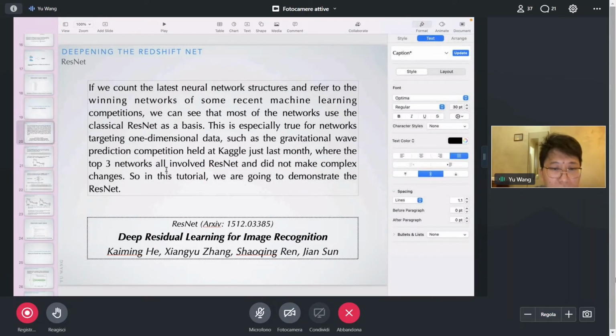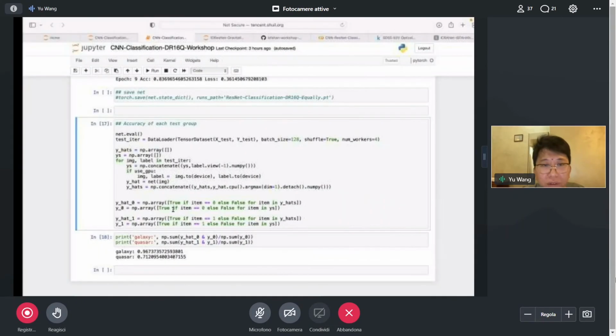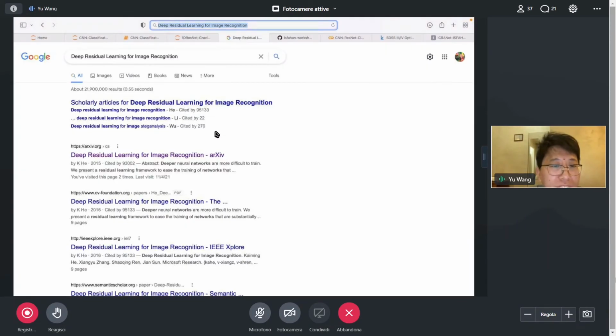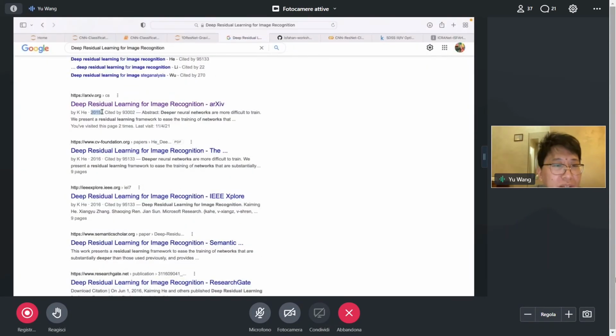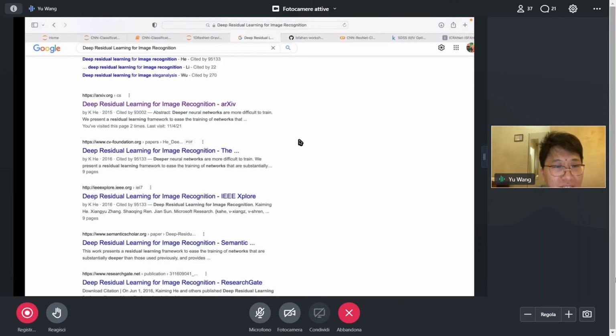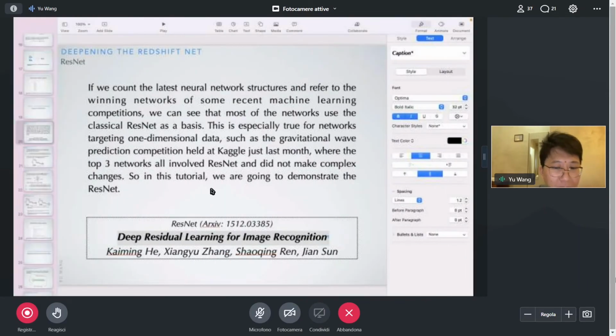So in this tutorial, we are going to demonstrate ResNet, this paper. You may take a look. It was published 6 years ago, with 93,000 citations, very popular, by He et al.